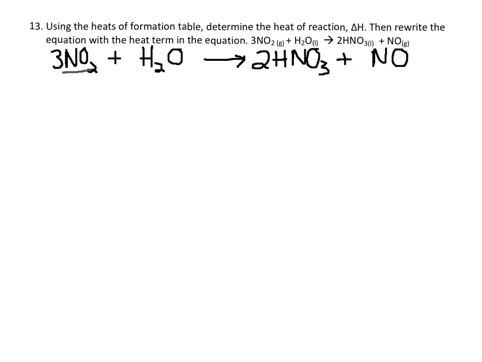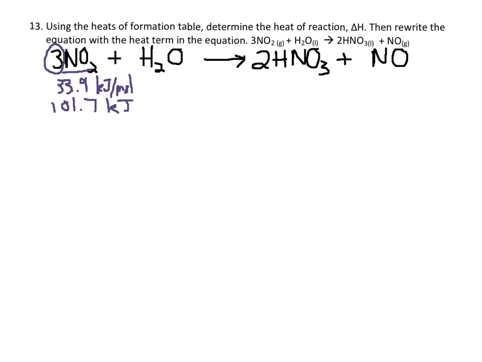So we first look up NO2, and you find that its heat of formation is 33.9, and that's in units kilojoules per mole. And then you're going to take this number in front, the 3, and multiply it by that. And that gives you the heat of formation that we're going to then use. That becomes 101.7 kilojoules. You drop the moles at this point.